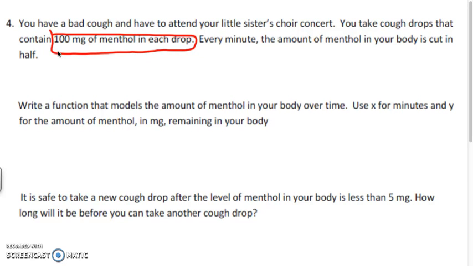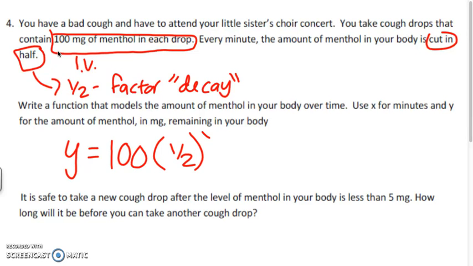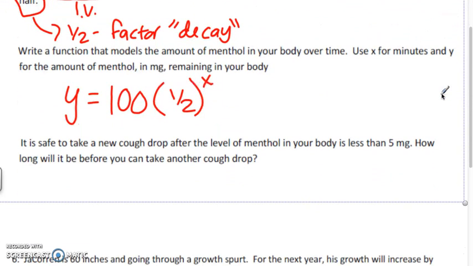Every minute the amount of methanol is cut in half. So that is also important. So the 100 milligrams is your initial value because that's what you started with. And then this half is going to be your factor. It's important to notice that that is going to be a decay factor because half is going to be smaller than a 1. So when you write the equation, you would have y equals 100 for your starting value. Half is your factor, raise it to the x. Okay? And then we are going to skip this one too.